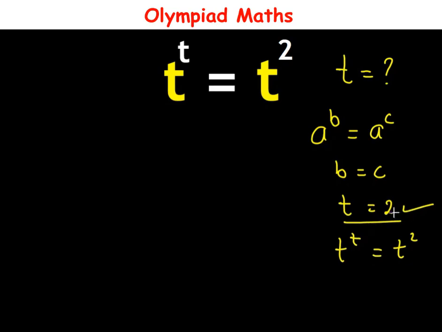Now, putting the value of 2 into this question, t is 2, raised to power t is 2, is equal to t is 2 raised to power 2. So obviously, we've gotten a solution for t that correctly satisfies the given equation. Now apart from this value of t equal to 2, there are also other values of t that are the correct solution for this question. So let us check it out.